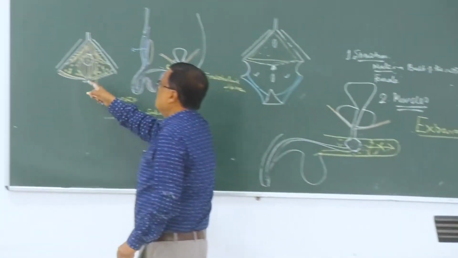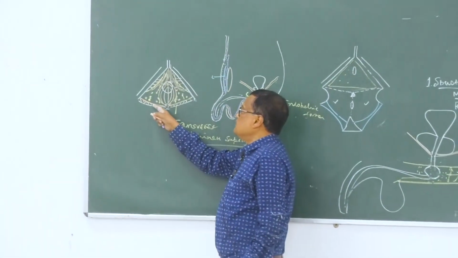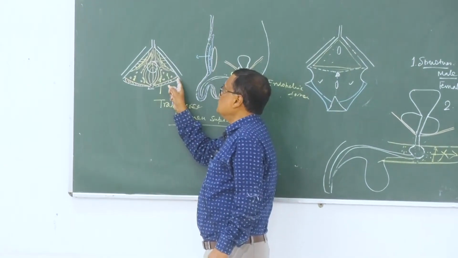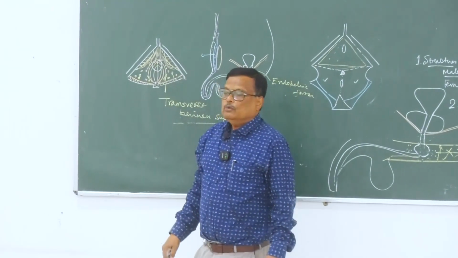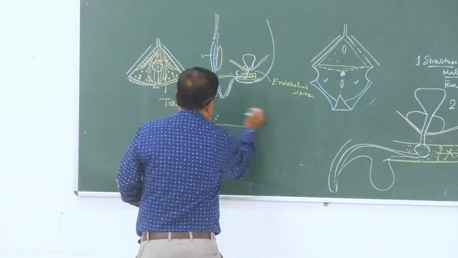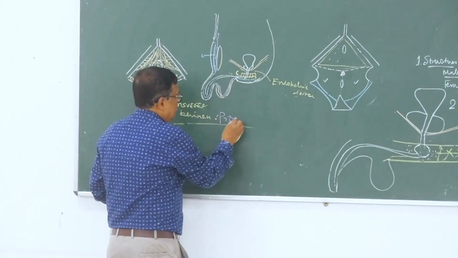Like, there is a muscle present transversely from the ischiopubic rami to the perineum, which is called the fundus.